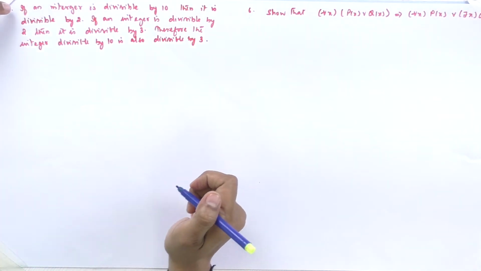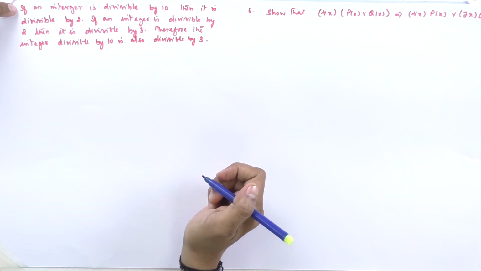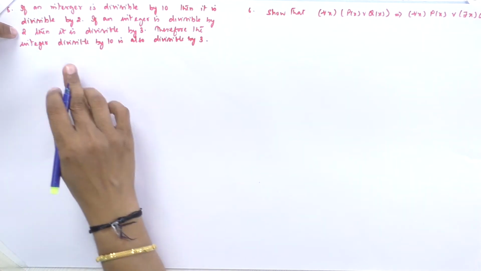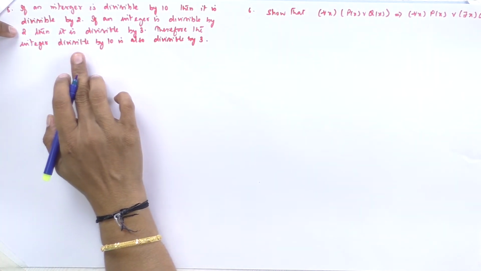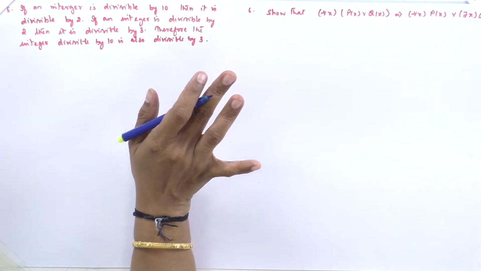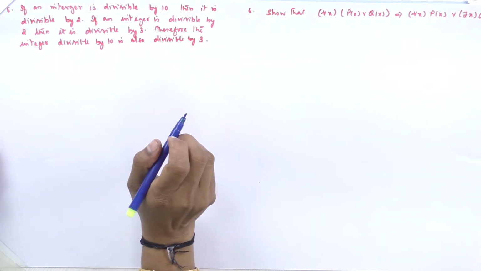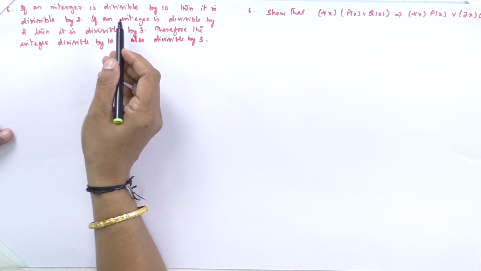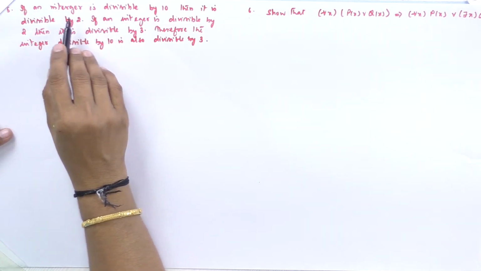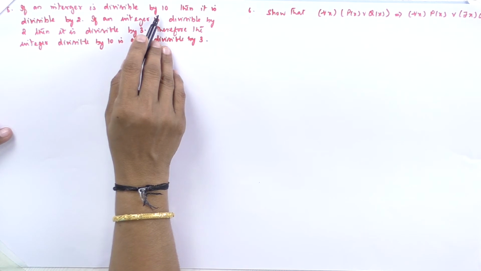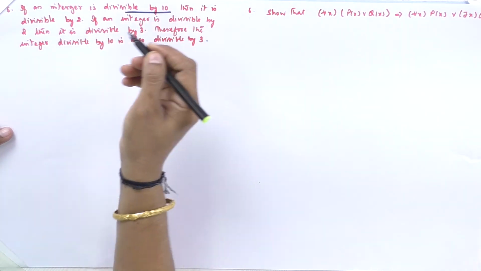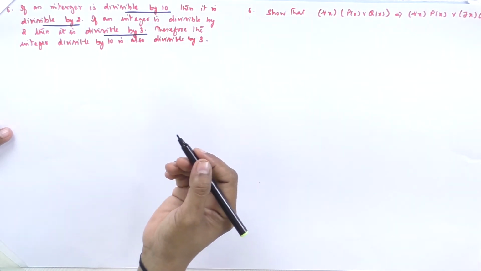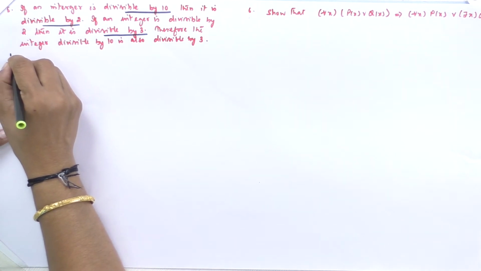So again here we will have one more example. If an integer is divisible by 10, then it is divisible by 2. If an integer is divisible by 2, then it is divisible by 3. Therefore, an integer divisible by 10 is also divisible by 3. We are supposed to check whether it is a valid statement or an invalid statement. So now let us fix up the keywords. These are the 3 things we have: divisible by 10, divisible by 2, divisible by 3.